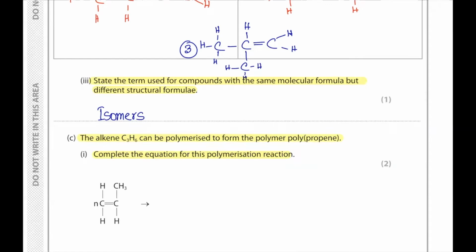So for this particular polymerization reaction, what we're going to do is keep the carbon-carbon single bond, break the double bond, and put 2 hands on 2 sides. And then the remainder of the bonds we are going to put in just the same location, and we're going to mention the n.